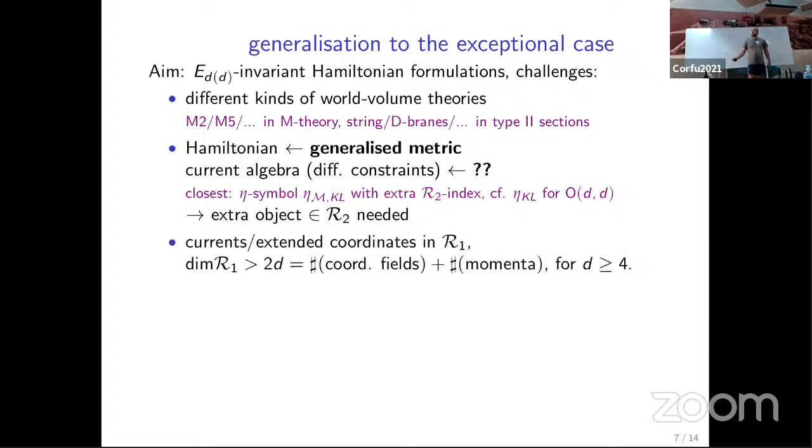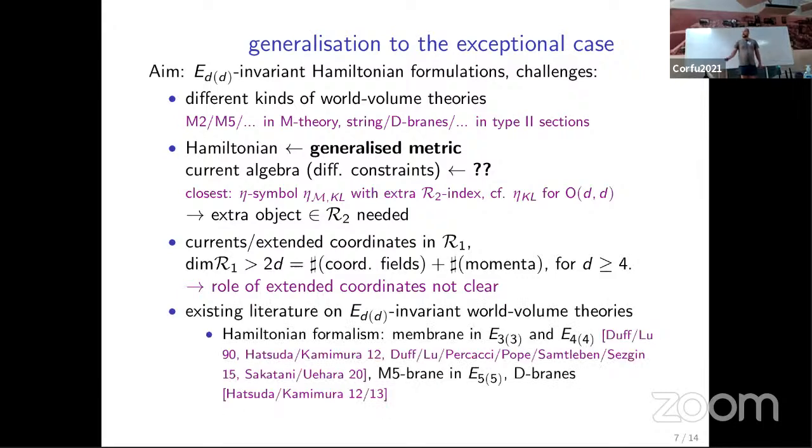In the ODD case, all of this is very natural because the ODD representation is 2D dimensional, which is also the dimension of coordinates plus momenta. For D greater than or equal to 4, this will not be the case for the exceptional groups, so the role of the extended coordinates is so far not clear. Let me mention that there is already a bunch of literature for lower dimensional cases.